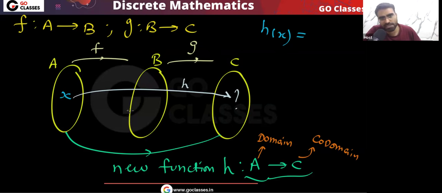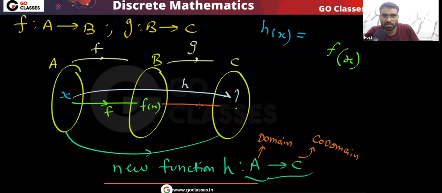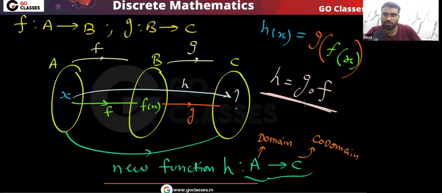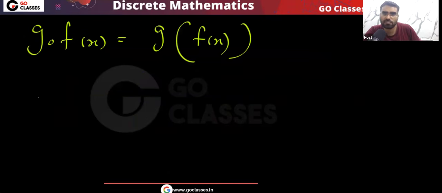Okay, so to find hx, first where will you go? To find hx, first you will find fx. Yes or no? After that, what will you do? Then you will find g of fx. So that is the reason I can say this h, we call it gof. Very simple. And remember this, that whenever you have gof x, that is the same as g of fx.